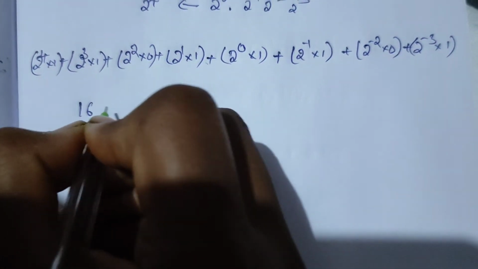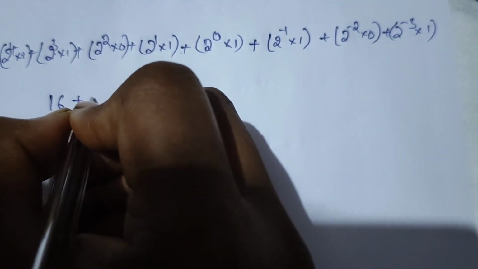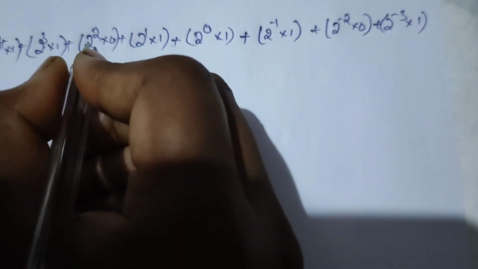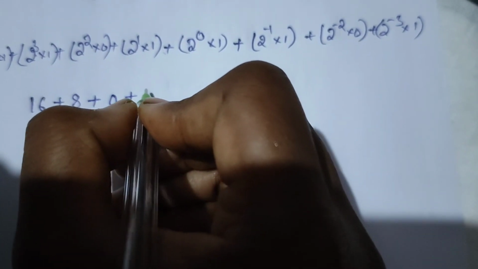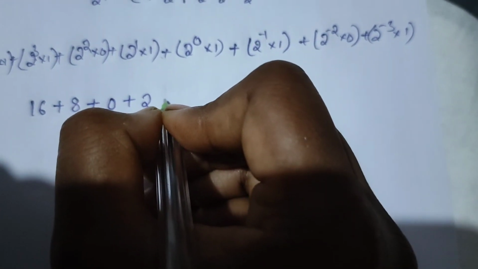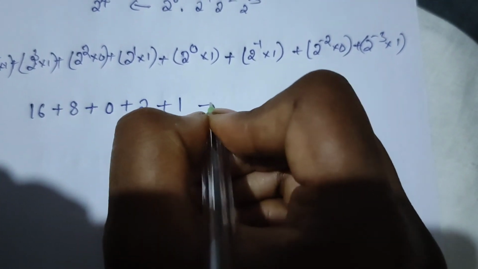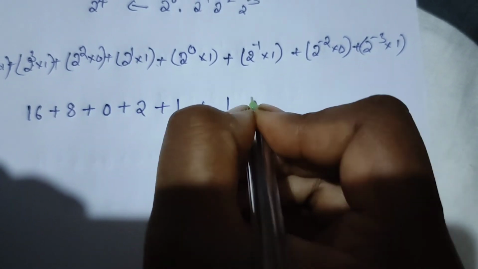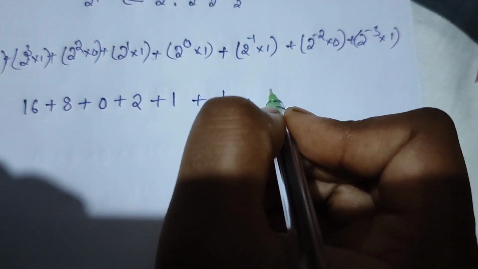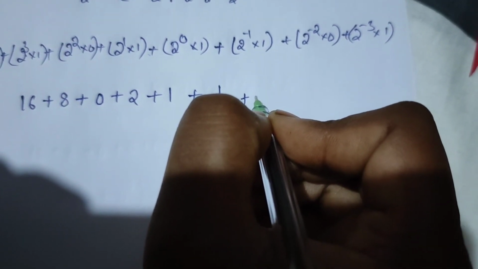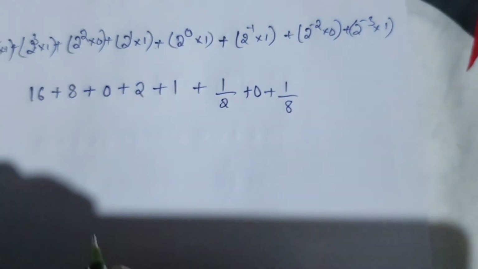So 2 power 4 is 16 into 1 is 16, 2 power 3 is 8 into 1 is 8, plus 2 power 2 is 4 into 0 is 0, 2 power 1 is 2 into 1 is 2, 2 power 0 is 1 into 1 is 1, and 2 power minus 1 is 1 by 2, 2 power minus 2 is 1 by 4 into 0 is 0. Something multiplied by 0 is 0, whatever it may be. 2 power minus 3 is 1 by 8.